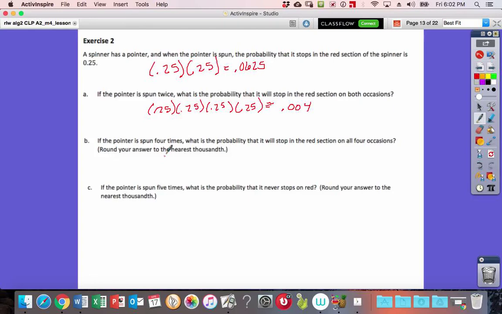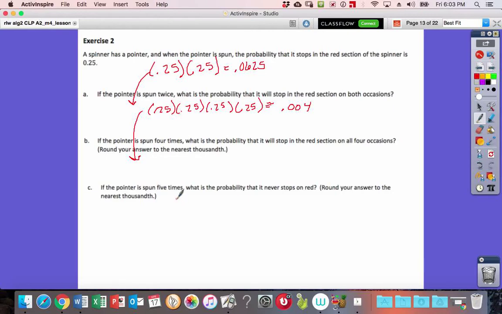If the pointer is spun 5 times, okay, oh no, that's 4 times. I think I'm messing this up. I'm skipping. This one's for if it's spun twice. This one's if it's 4 times. Let's go down here. If it's spun 5 times, what's the probability that it never stops on red? That it never stops on red.